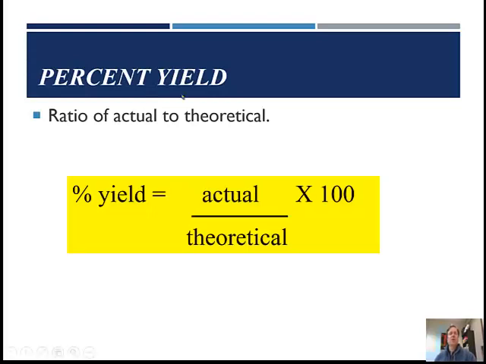So what we're going to do is take our actual yield, this is a result of the experiment, divide it by the theoretical yield. Remember, we got this from our periodic table calculation, and then multiply it by 100. Our goal is that our percent yield is 90% or better. That means you're 90% right. Anything much more than that is getting a little bit sloppy.